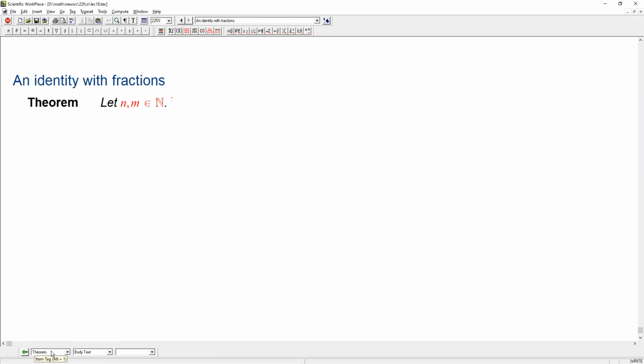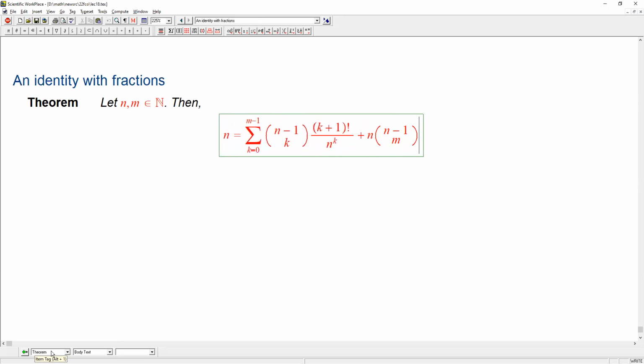N and m shall be two non-negative integers. We claim that n equals the sum from k equals 0 to m minus 1 of (n minus 1 choose k) times k plus 1 factorial over n to the k, plus (n minus 1 choose m) times m factorial over n to the m.